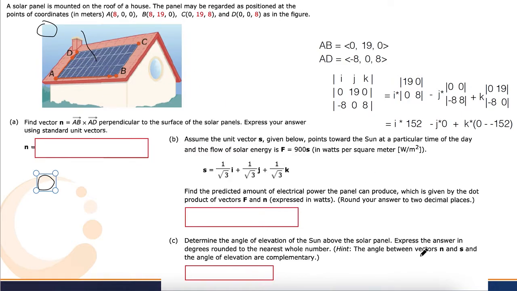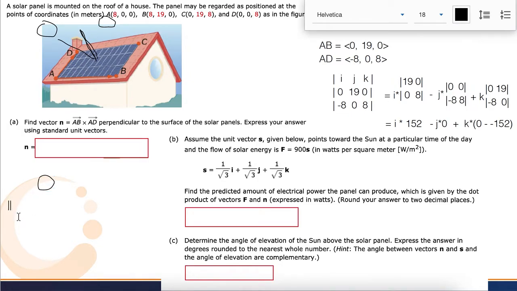It says the angle between vectors N and S, and the angle of elevation are complementary. Okay, so I guess that is what they mean. We've got this orthogonal angle, and they're talking about the angle with the sun. I think I should have drawn the sun over here, though. So we have to find the angle between vectors N and S, and then the relation is complementary, so we'll just subtract whatever angle we get from 90 degrees.